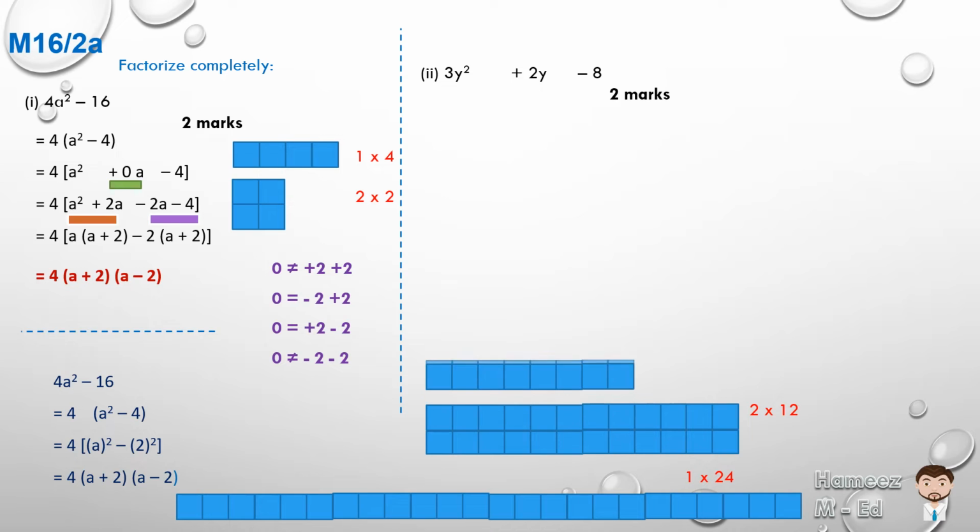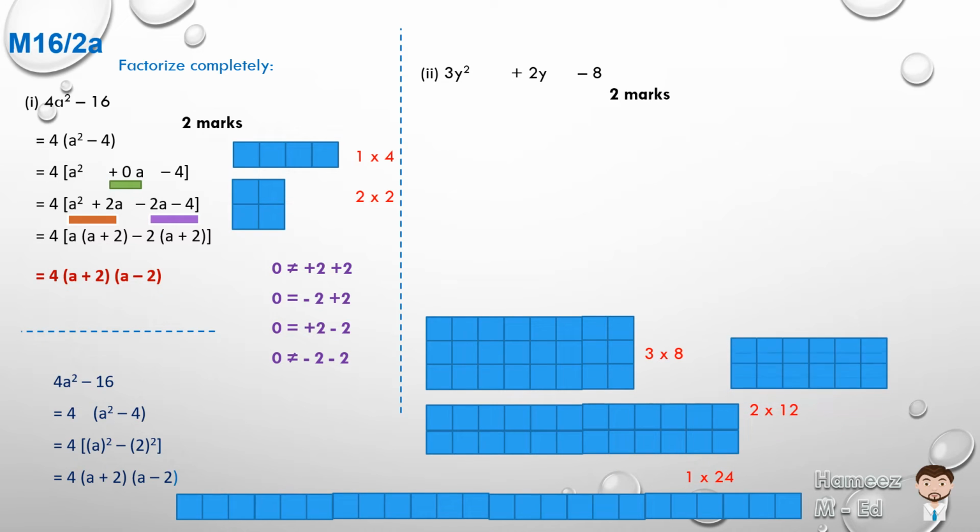Can we shift it again? Well, we could take 4 from each row and shift it, so we get 3 sets of 8. Can we shift it even further? Well, we could take the 2 sets of 12 and cut it and slide it up, so we get 4 sets of 6. So either 1 by 24, 2 by 12, 3 by 8, 4 by 6 will give us 24. One of these pairs we're going to use to get the middle term. The middle term is the term we have underlined in green, which is plus 2y. So we want to replace plus 2y by 2 other terms. So the equation moves from 3 terms to 4 terms.